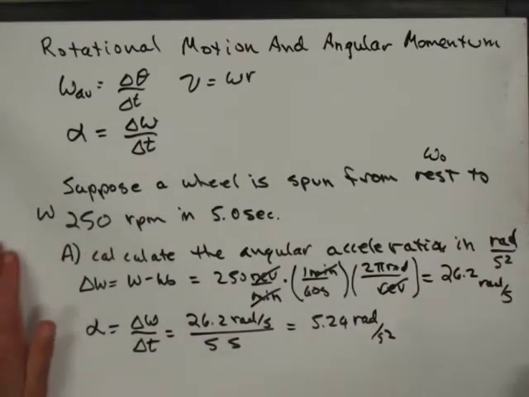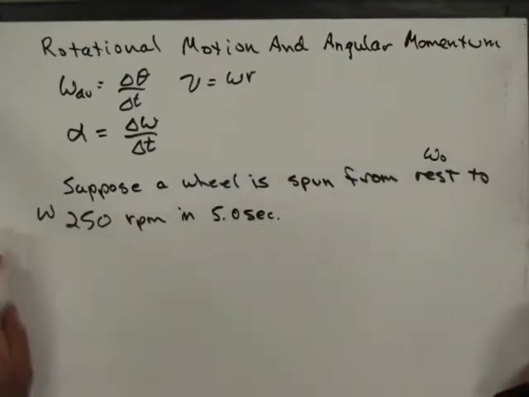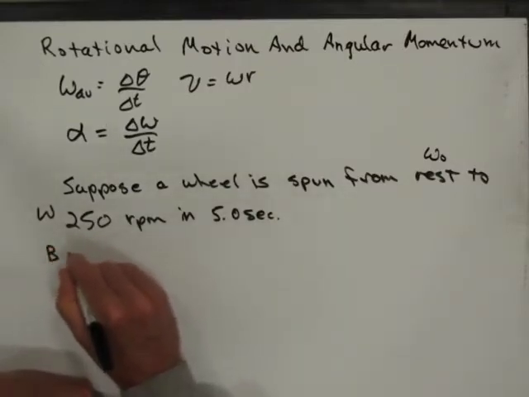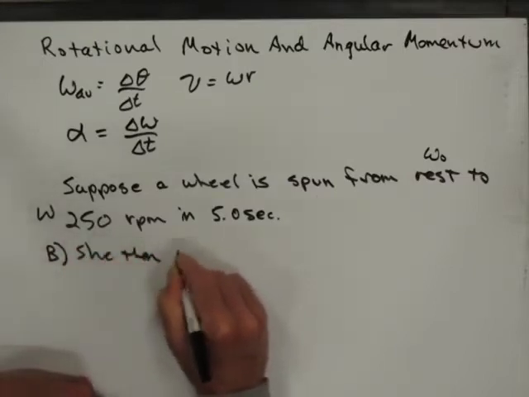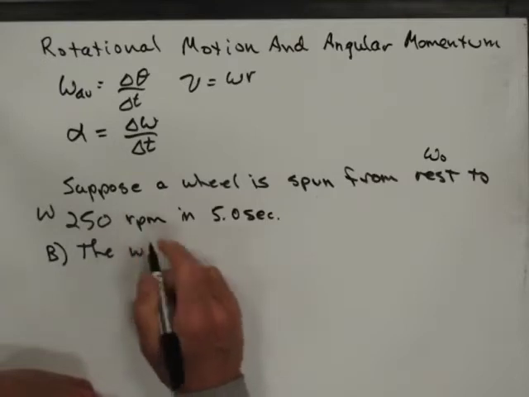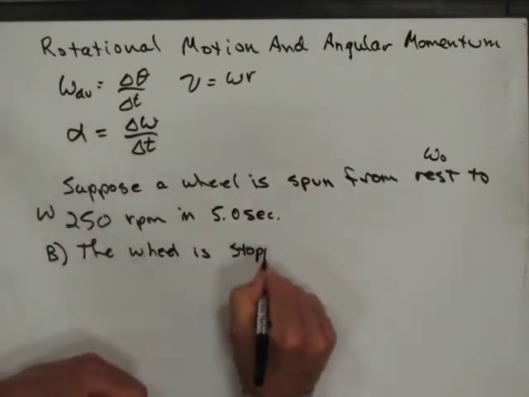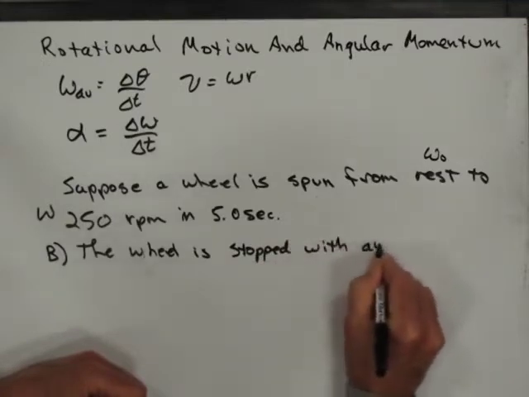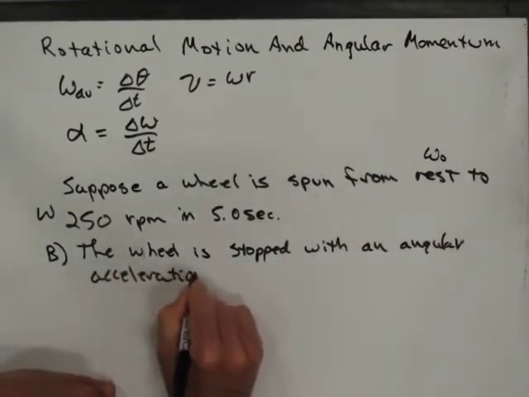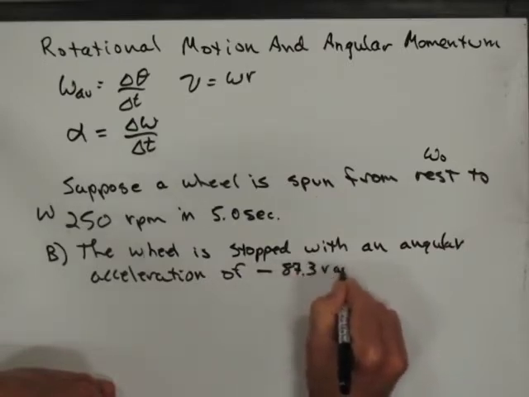So that's a simple use of this equation. Let me do a part B. In part B, the wheel is stopped with an angular acceleration of minus 87.3 radians per second squared.